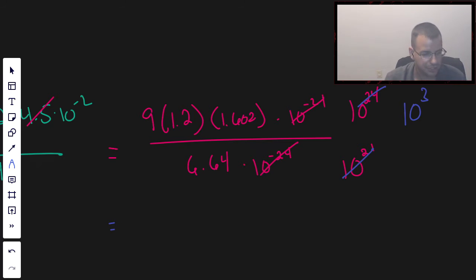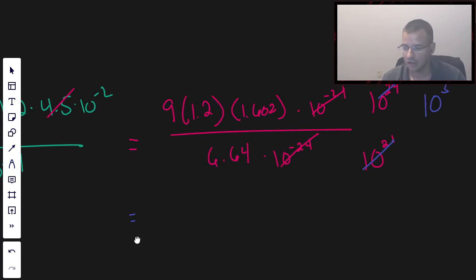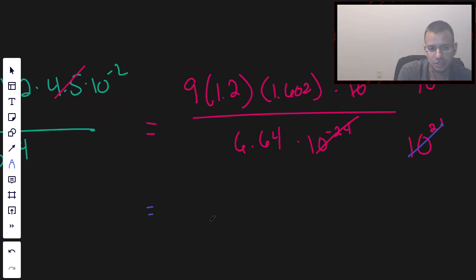So now I'm going to put this into a calculator. My calculator choice is Wolfram, though any calculator that you enjoy will work just as well. So 9 times 1.2 times 1.602 times 10 to the 3rd, which is 1,000, divided by 6.64, and I get an answer of 2606. 2606, and that's going to be in meters per second.